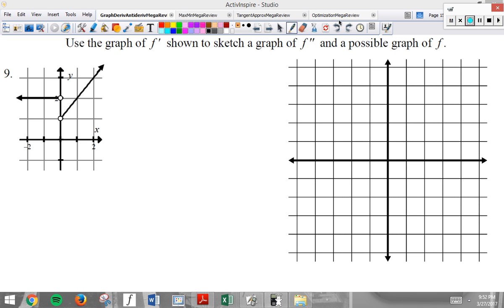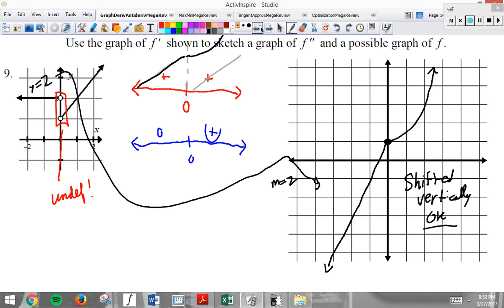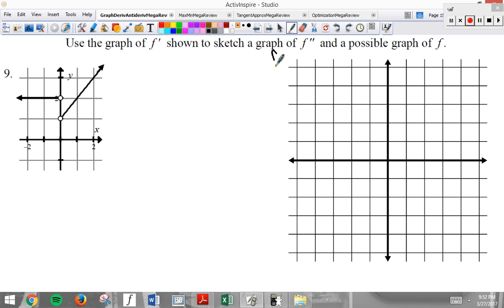Halfway done. Oh no. Okay, that was me doing a graph of F. Ah! Here's me doing a graph of F double prime. I forgot these are the ones of 2. Okay.